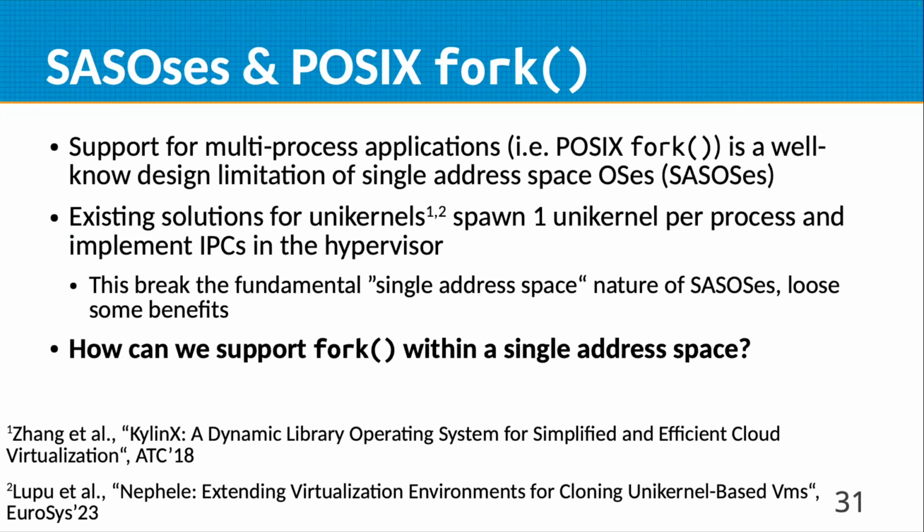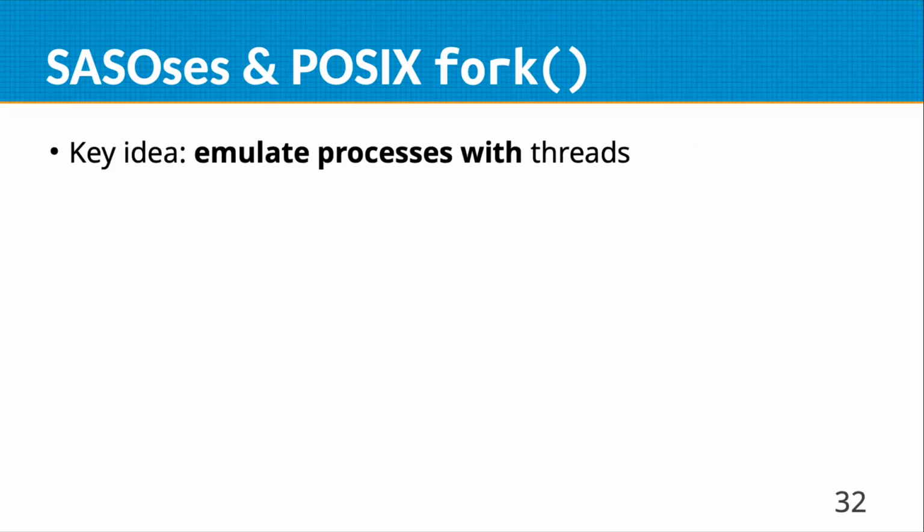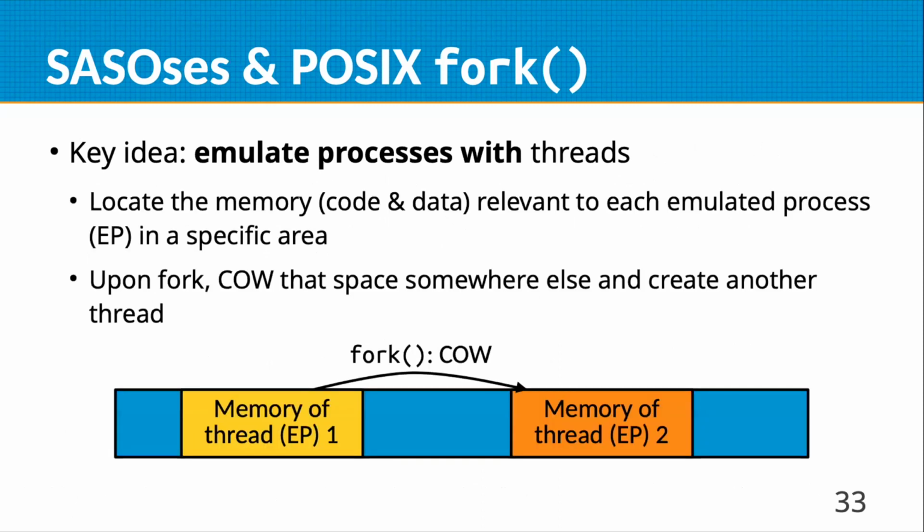So we asked ourselves, can we support multi-process applications, which is basically copy-on-write POSIX fork, in a single address space? And we believe that with CHERI we can. The idea is to emulate processes with threads within a single address space, locate the memory, code and data of each simulated process at some specific locations in memory. Upon fork, copy the memory of the parent for the child, start a new thread to execute the child. Of course we want to do that on demand, copy on write.